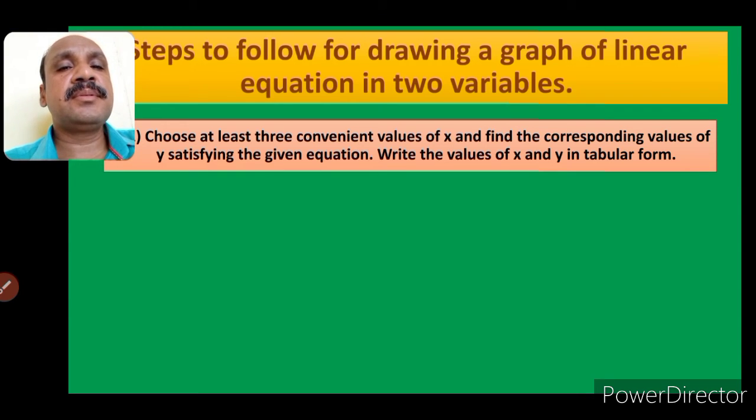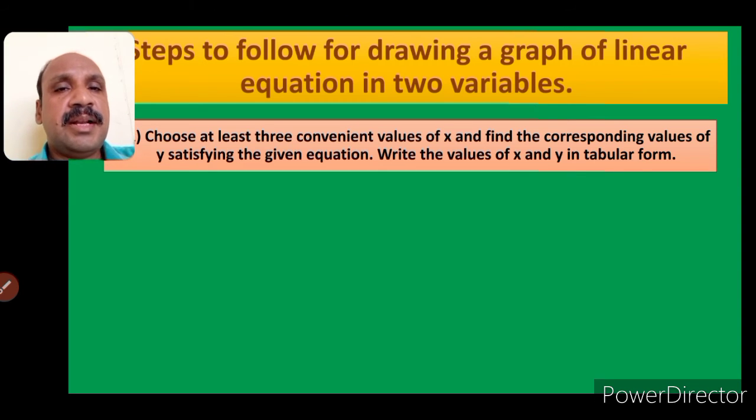Now here we have the first step. What is the first step? Choose at least 3 or 4 convenient values of x. When we find the value of y, we take the value of x, and when we put the value of x in the equation, then automatically the value of y is found. After that, write the values of x and y in tabular form. That means in table form.